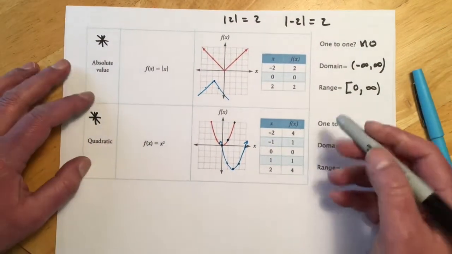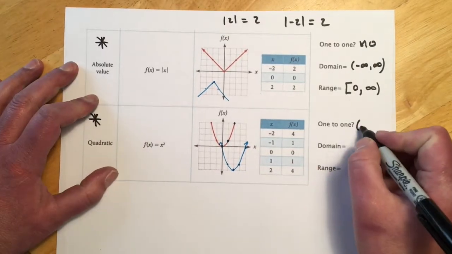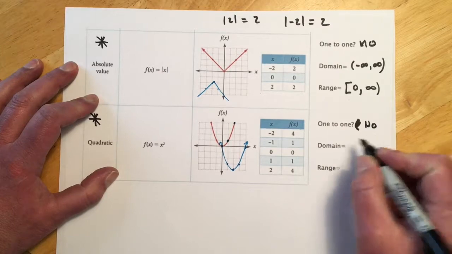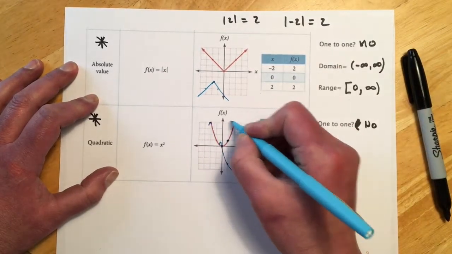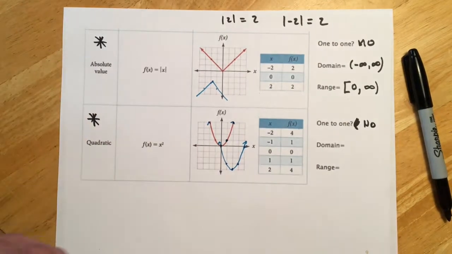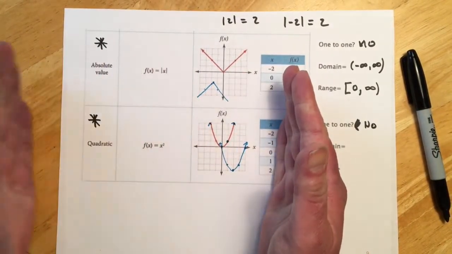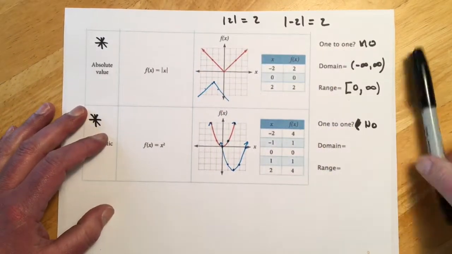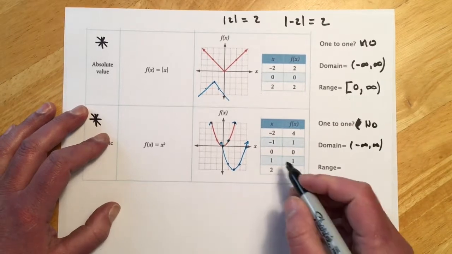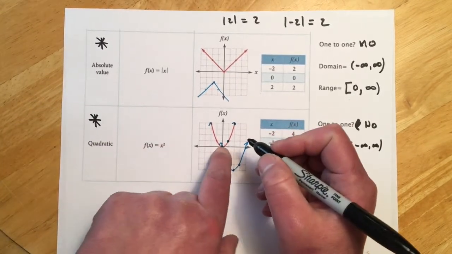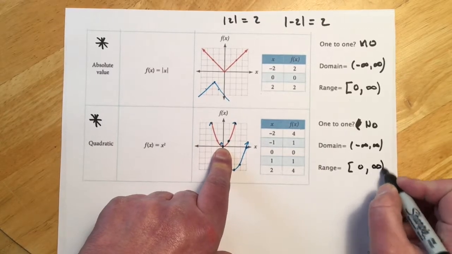Okay, so then we have to do one-to-one. It is not one-to-one because it fails the horizontal line test. So that's a no. Domain for quadratic: they didn't show the arrows on this, but it does go on forever. And so the domain can go all the way out to negative infinity, and I get values all the way out to positive infinity. So negative infinity to infinity. And then the range: the lowest it goes is 0, and it goes up to infinity.